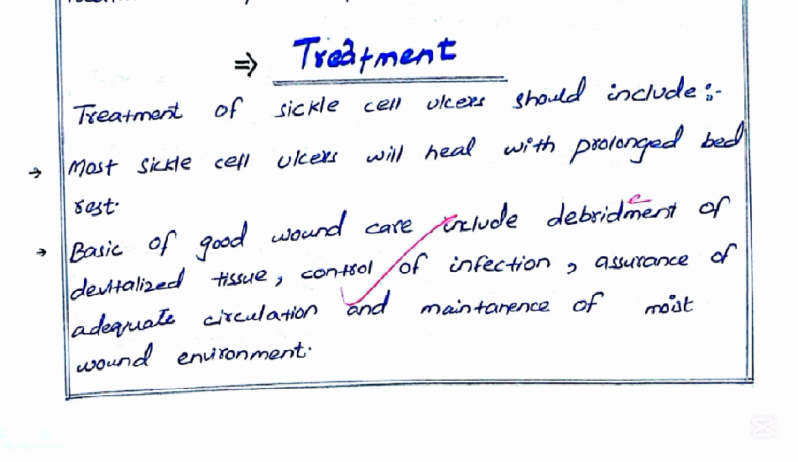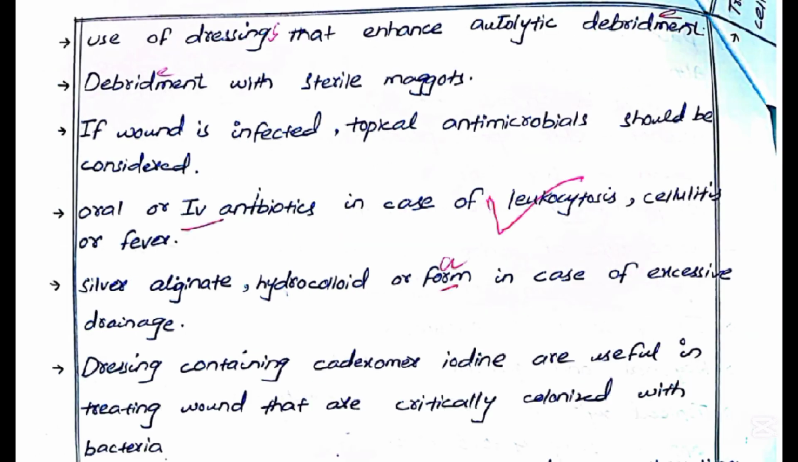What is the treatment of sickle cell ulcer? Most sickle cell ulcers will heal with prolonged bed rest. The basics of good wound care include debridement of devitalized tissue, control of infection, ensuring adequate circulation, and maintenance of a moist wound environment. So these are the basic points of every wound care treatment. Number 3: use of dressings that enhance autolytic debridement. Number 5: debridement with sterile methods. Number 6: if the wound is infected, topical antimicrobials should be considered. Number 6 also: oral or IV antibiotics in case of leukocytosis, cellulitis, or fever.